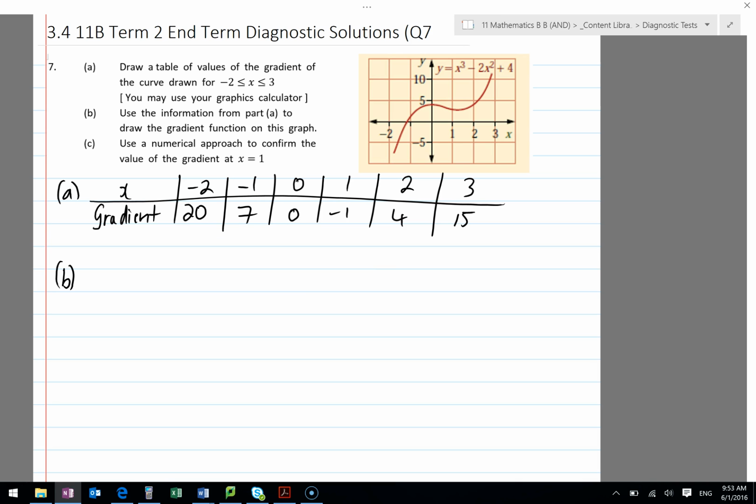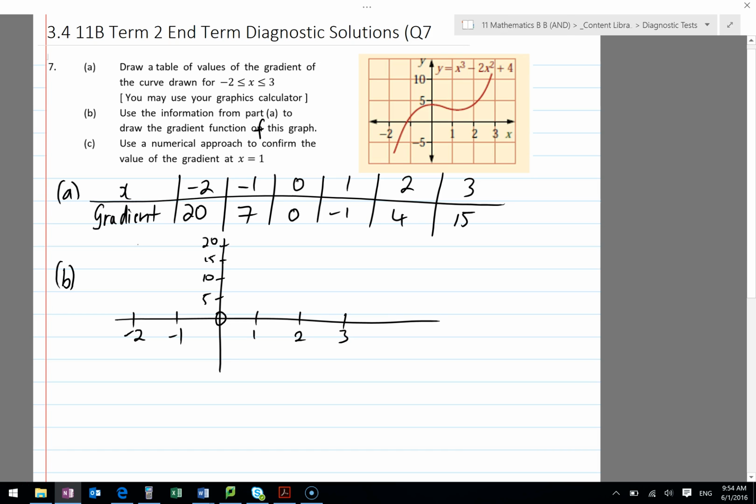Part B, use the information from part A to draw the gradient function on this graph. That should probably say of this graph. So if I want to draw the slope function of this, I've drawn that horribly, that's all right. I'll draw up my set of axes. I need to go up to 3. And for the slopes, I need to go up to 20, so 5, 10, 15, 20.